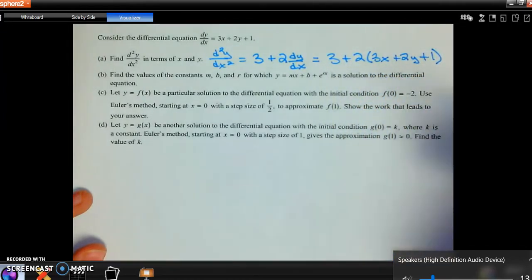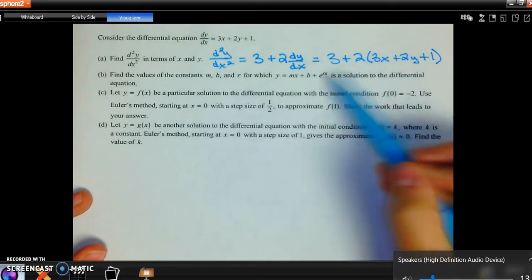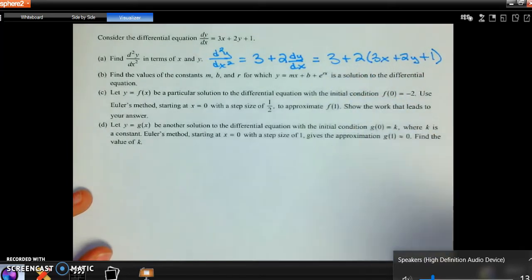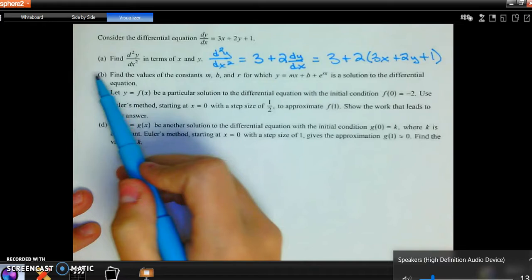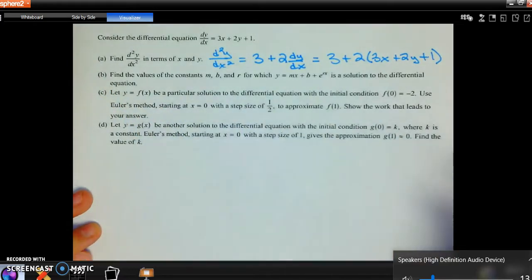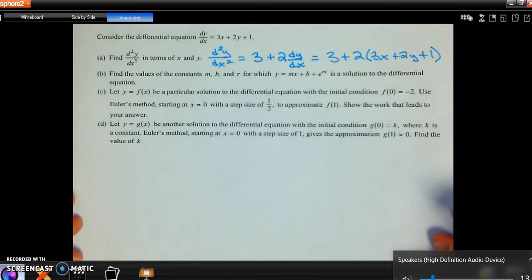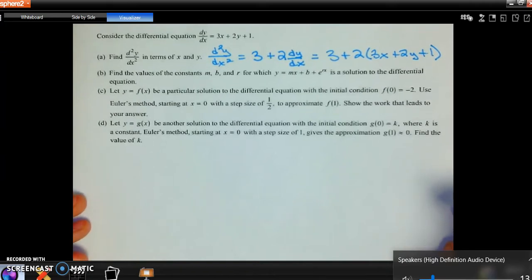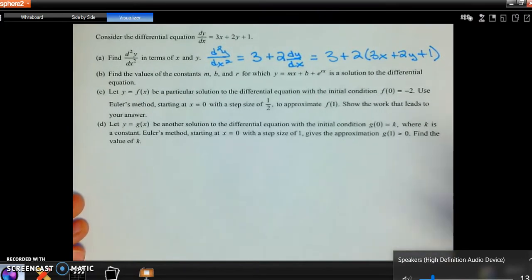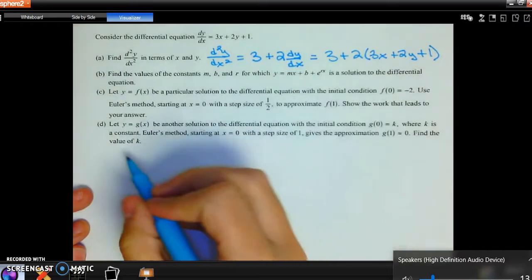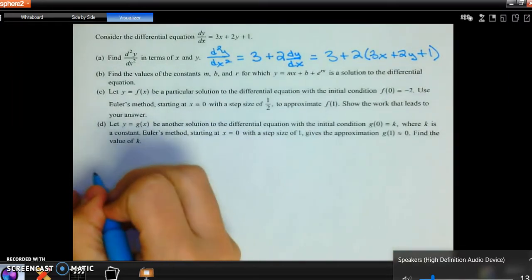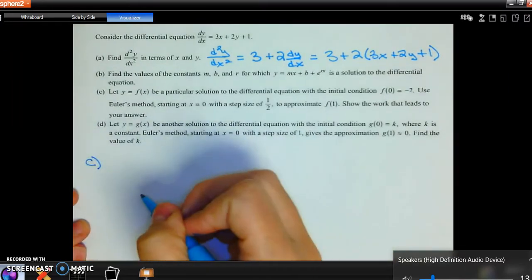And I would safe stop it there. You could, if you wanted, distribute, and then you could combine like terms. And I think if you did that, you ended up with something like 6x plus 4y plus 5. But I would recommend a safe stop there. All right, now part B is pretty tricky. I'm actually going to skip part B and go to parts C and D first, and then I will do part B at the end of the video for those of you that would like to know how to do part B.